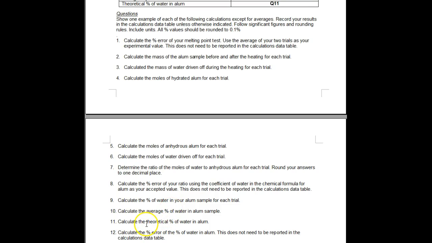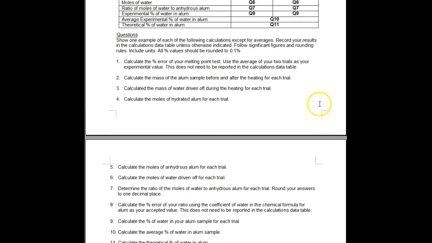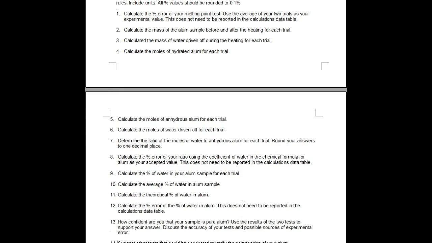For number 11, the theoretical, there will only be one value to calculate. That's because you only have one chemical formula for alum. And so that's why you notice up here that the theoretical does not have 2 spots. I skipped over 10, sorry about that. 9 is the percentage of water for each trial. 10 is just the average of those 2 values. So that should be pretty straightforward.